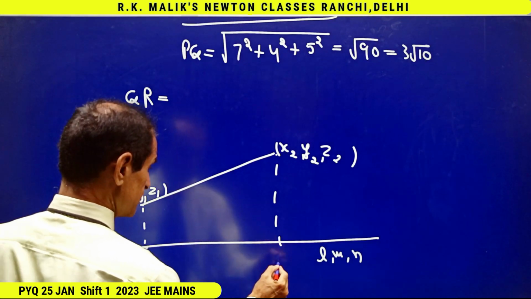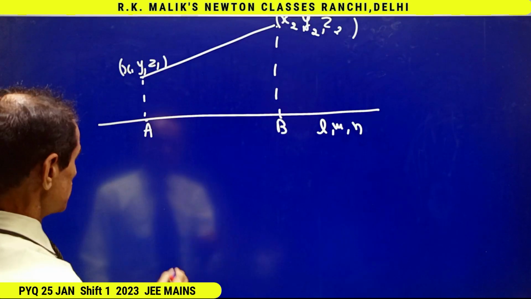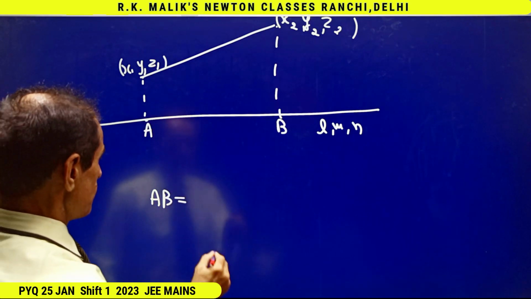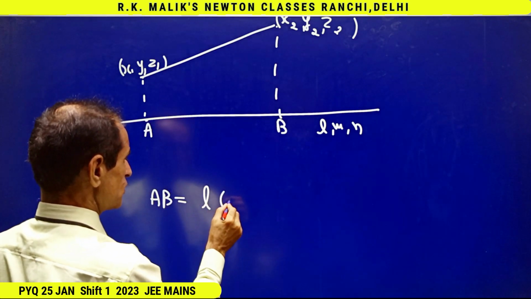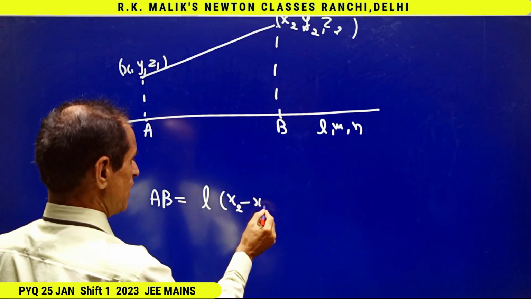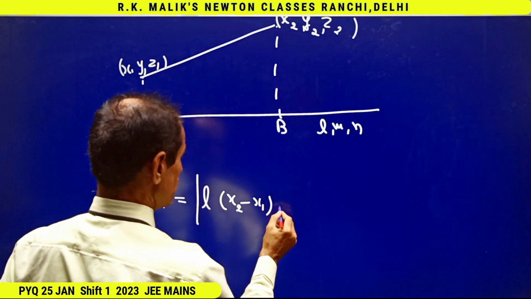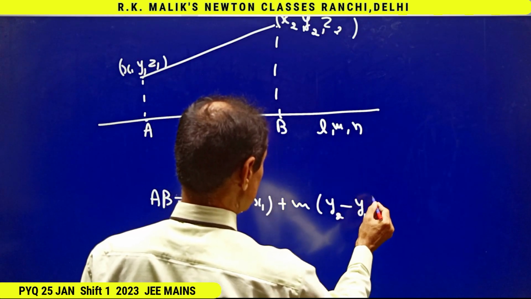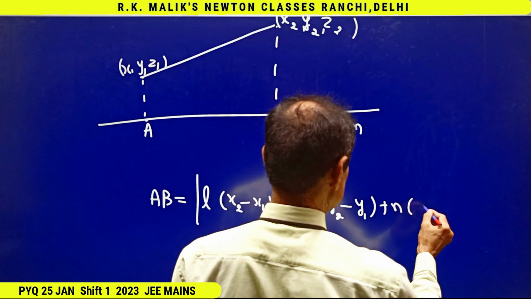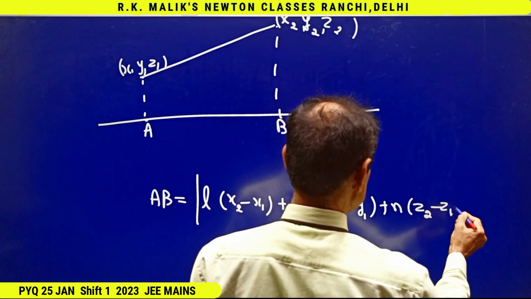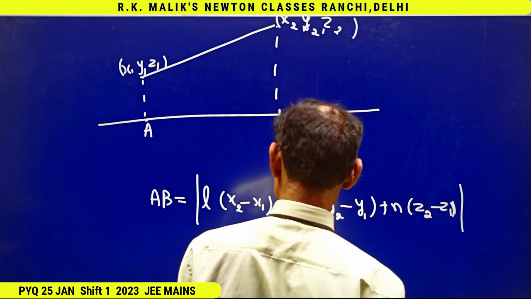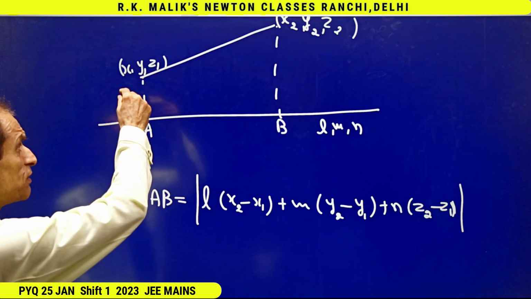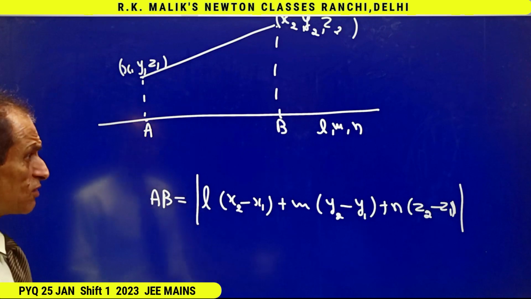It is A and it is B. The distance AB is equal to L into x2 minus x1 plus M into y2 minus y1 plus N into z2 minus z1. This is the formula for finding the length of projection of a line segment on a line having direction cosines L, M, N.